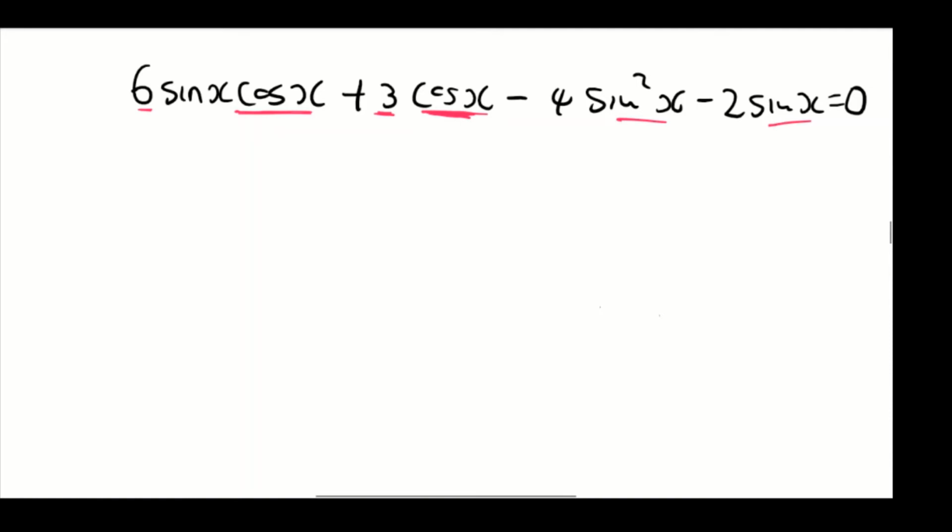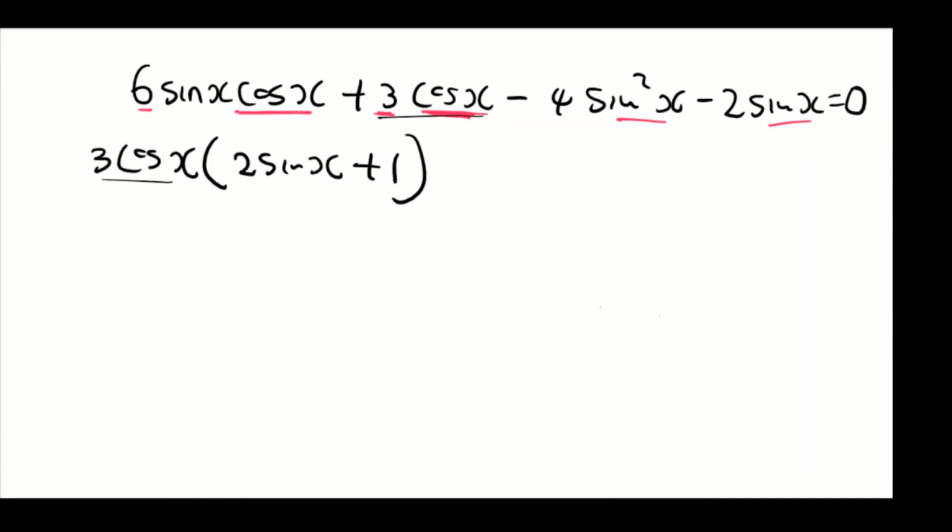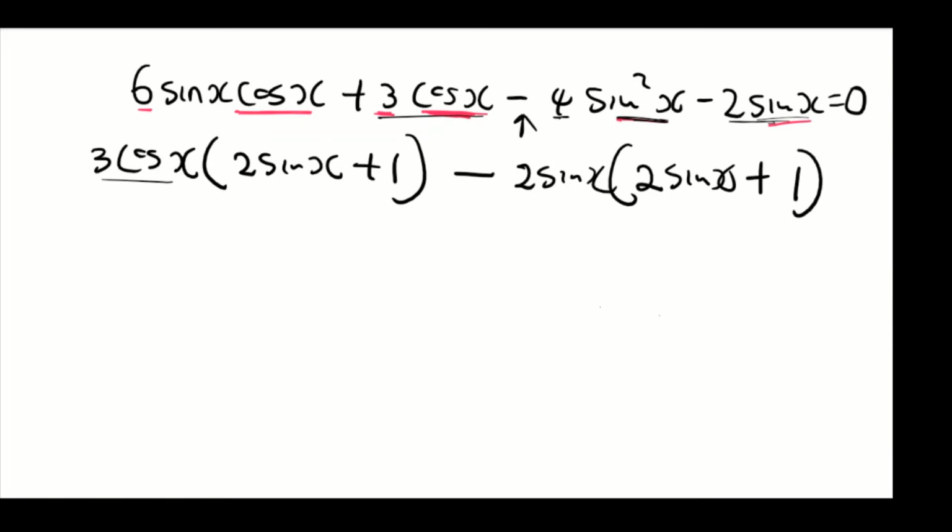So you're going to have 3 cos of x into, what will remain is 2 sine of x plus the 1, because this expression here is this one, and then we have negative, which is this negative here. The like term is going to be this 2 sine of x, so it's going to be 2 sine of x into, here we just write 2 sine of x because this is sine squared, and then we say plus 1 because this expression here is the same as this one, equals to 0.